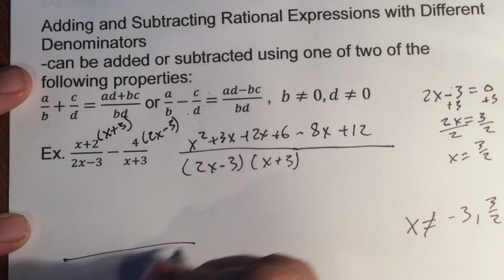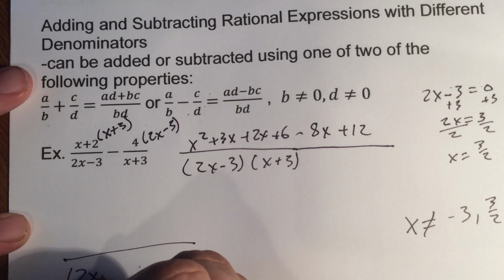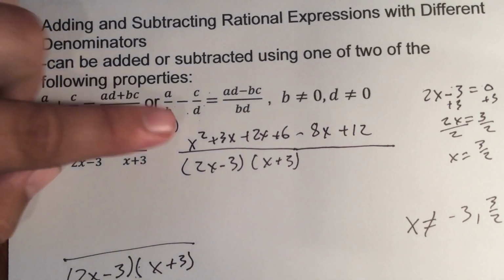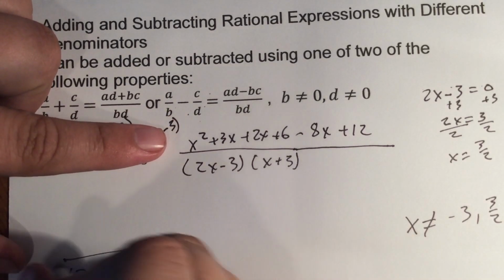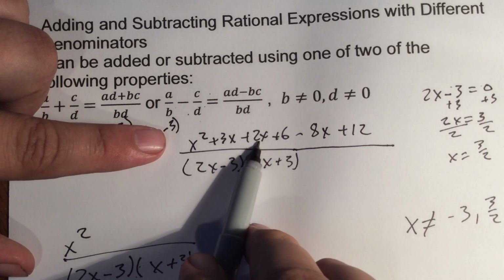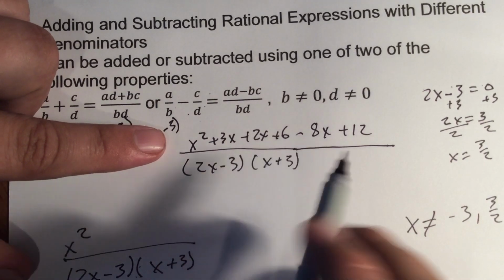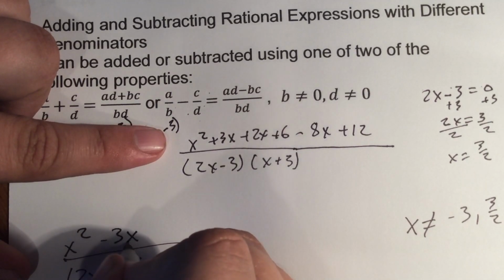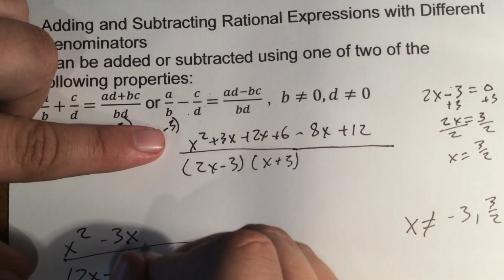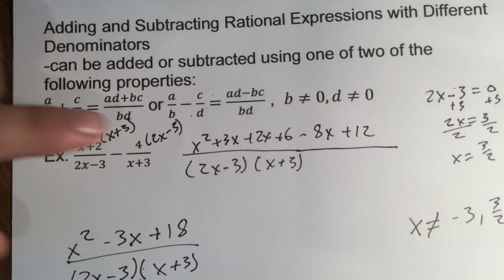So now simplifying, my bottom will stay the same. My top now, there's only 1x squared, so that I can write down. If I have 3x's plus 2x's, I'm up to 5x's, but if I take away 8, that's a minus 3x. The 12 would go with the 6, and make a plus 18.